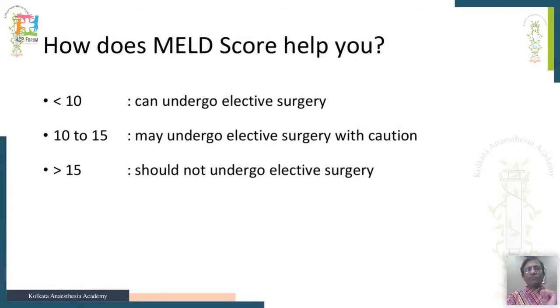But this is, I think, the take-home slide for MELD scores. If it is less than 10, the approach would be that it is good enough to go ahead for an elective surgery. If it is 10 to 15, elective surgery can happen, but with caution, and you have to really weigh the risk benefit. If it is greater than 15, they should not undergo an elective surgery.